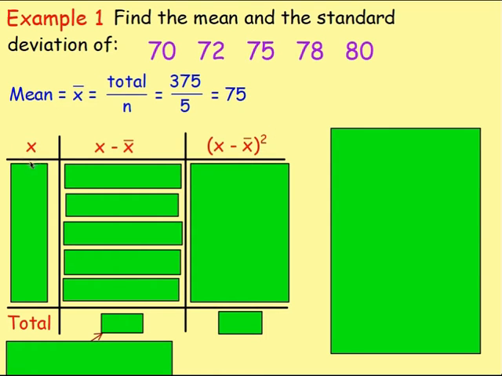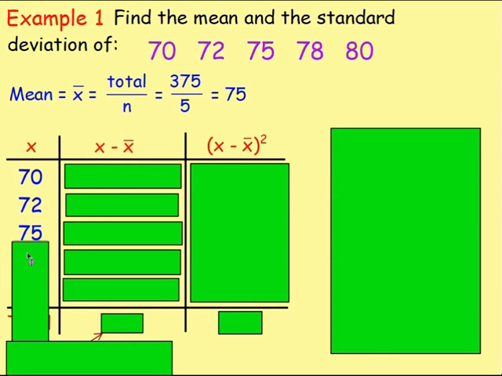With X, remember X just represents a single piece of data. So X is going to be the 70, then it's going to be the 72, then the 75, then the 78, and then the 80. We have in this column X minus X bar. Remember, X is just our individual pieces of data. In this row here, we've got 70, so X here represents 70, and X bar is the mean.